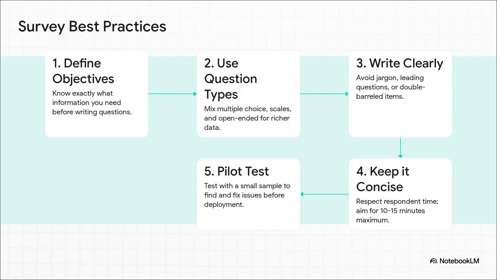But, and this is a big but, a bad survey is honestly worse than no survey at all. So you've got to follow these 5 best practices. Rule number 1, know exactly what you want to learn before you even think about writing a question. 2, use a smart mix of question types, multiple choice, scales, the works. 3, write with crystal clarity. That means no jargon and absolutely no leading questions. 4, keep it short and sweet. Respect people's time. And finally, and seriously, this part is non-negotiable, you always pilot test it first.